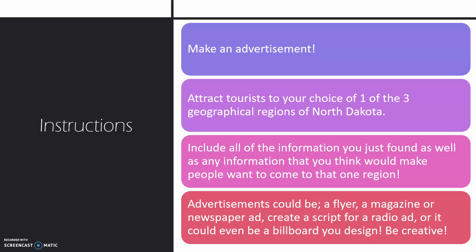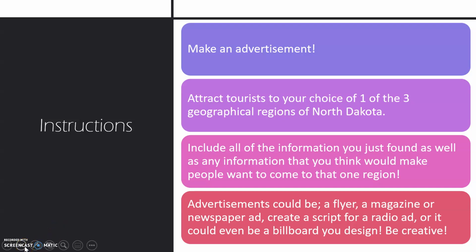For our activity today, we are going to make an advertisement. We want to attract tourists to our choice of one of the 3 geographical regions of North Dakota. So on our advertisement, we want to include all of the information you just found, as well as any information that you think would make people want to come to that one region. Different forms of advertisements could be a flyer, a magazine or newspaper ad. You could create a script for a radio ad, or it could even be a billboard that you design. Be creative.